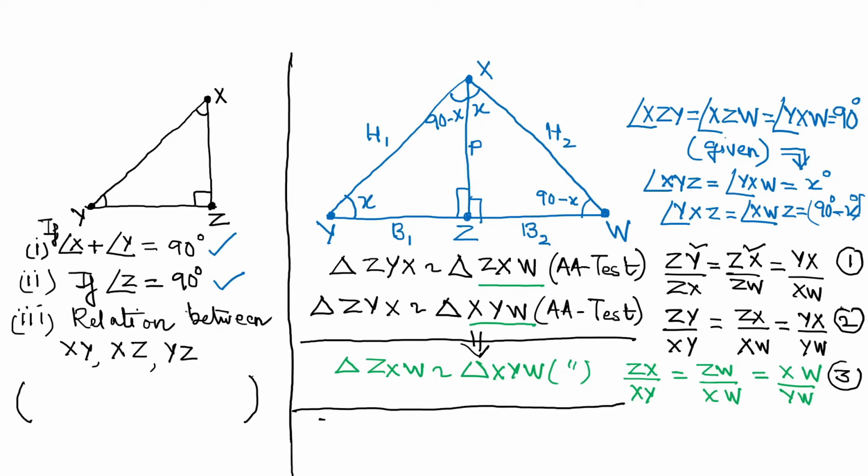So from here we'll be able to say that ZX whole square is equal to ZY into ZW. What does this boil down to? In terms of sides, we have already assumed, so we are saying P whole square is equal to the product of the bases, right?